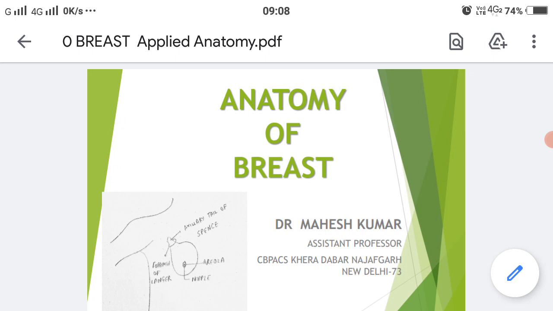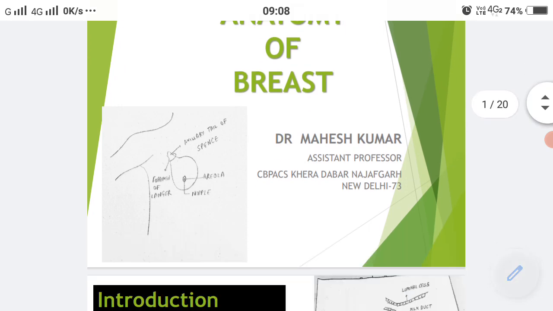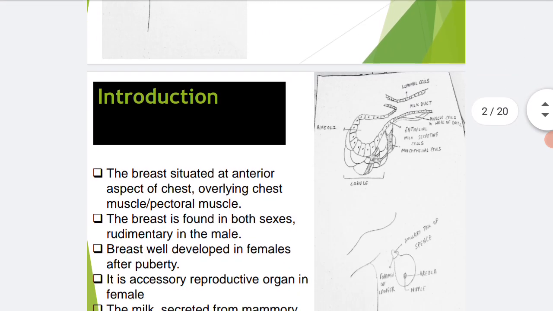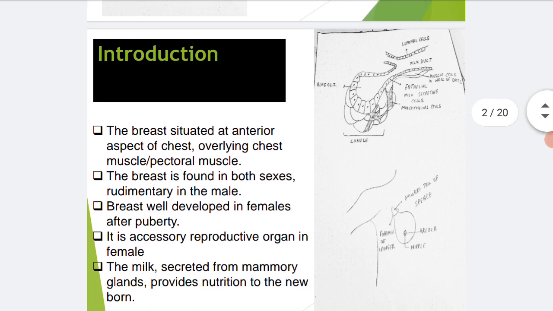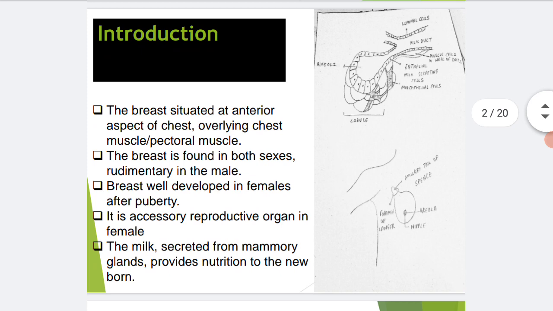I am Dr Mahesh Kumar, and today my lecture is on the topic anatomy of the breast. As you know, the breast is situated at the anterior aspect of the chest wall, overlying the pectoralis muscles. The breast is found in both sexes, male and female, but is rudimentary in male. It is an accessory reproductive organ in female. The milk secreted from the mammary glands provides nutrition to the newborn.